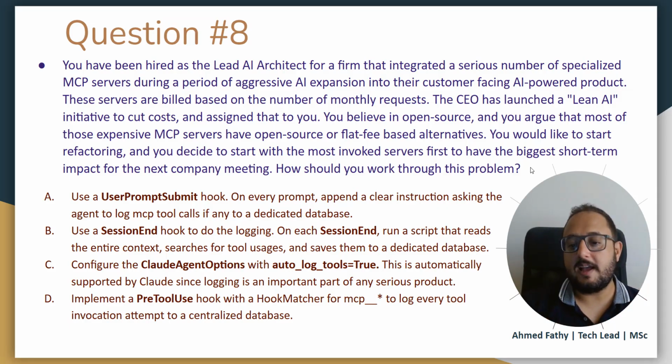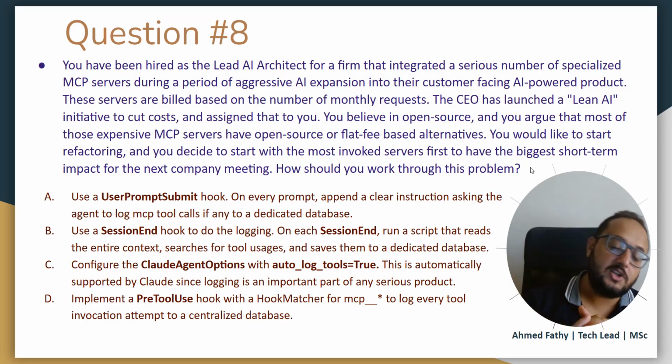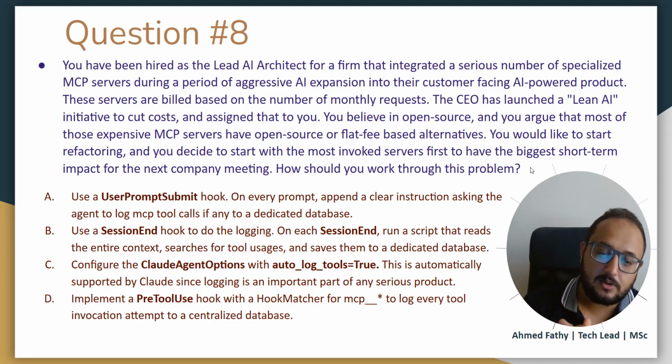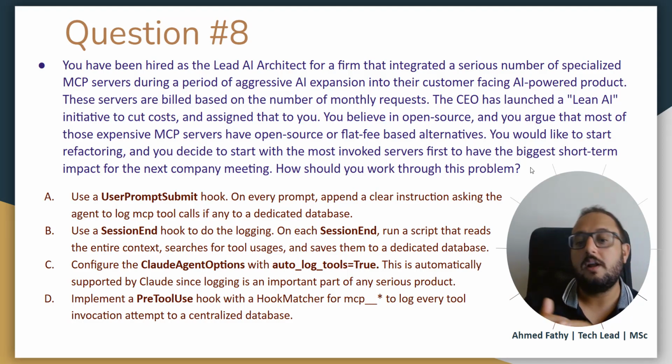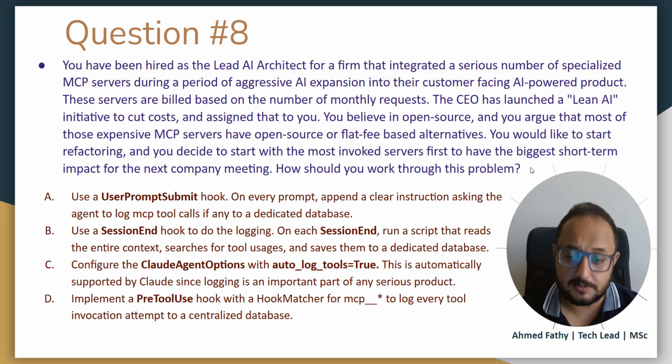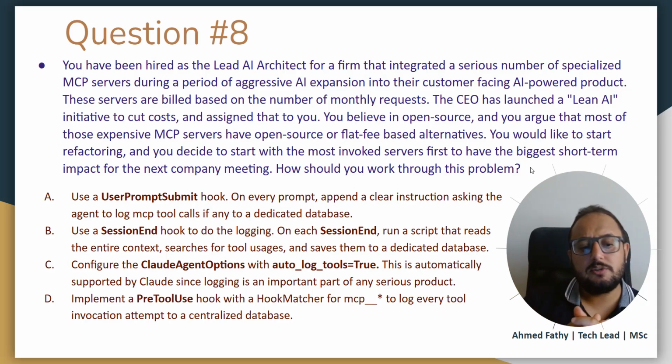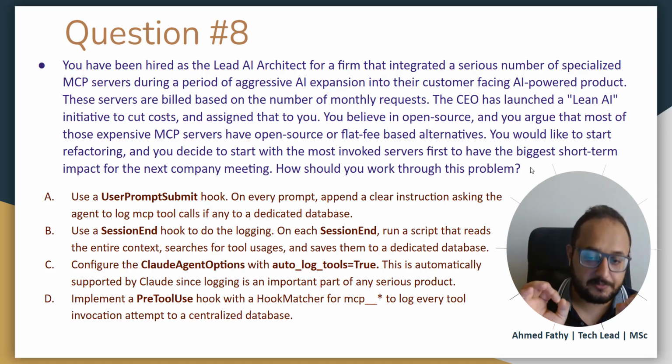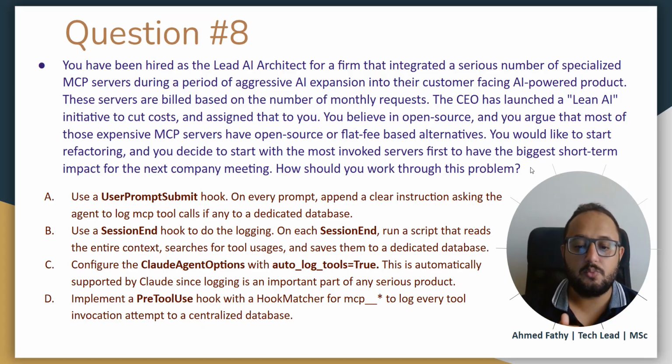The CEO has launched a Lean AI initiative to cut costs and assigned that to you. You believe in open source, and you argue that most of those expensive MCP servers have open source or flat fee based alternatives. You would like to start refactoring, and you decide to start with the most invoked servers first to have the biggest short-term impact for the next company meeting. How should you work through this problem?